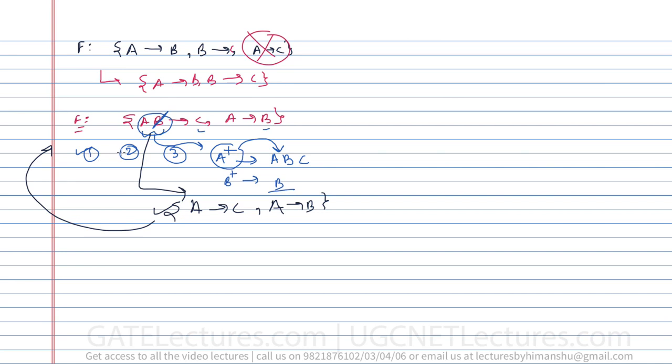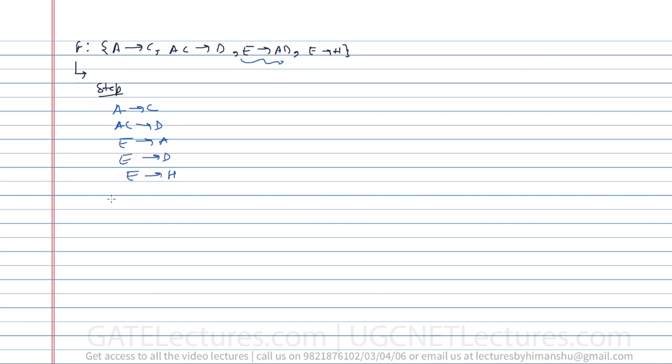Okay, now let us take more examples. Assuming that we have the following functional dependencies F: A determines C, AC determines D, E determines AD, and E determines H. We need to find the minimal set of functional dependencies. So what is step 1? Step 1 is to write all these functional dependencies in the standard form. So the standard form will be A determines C, AC determines D, E determines A, since we are going to break this one, E determines D, and E determines H. So this is step 1.